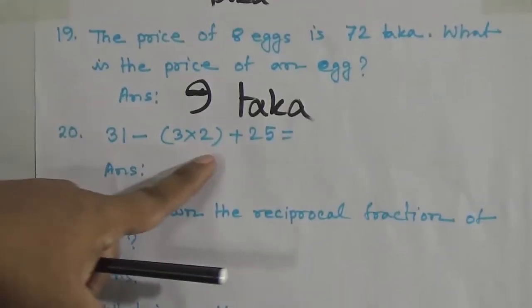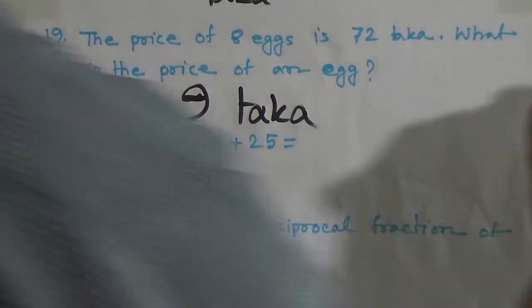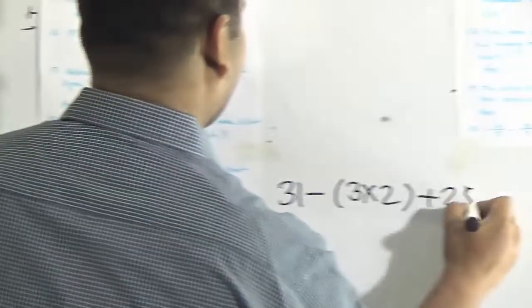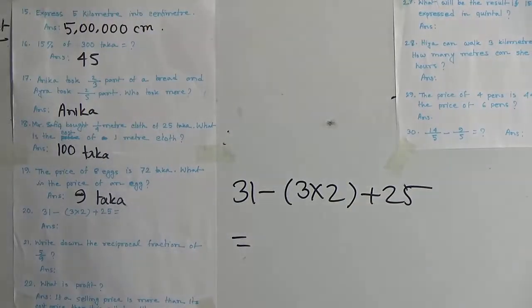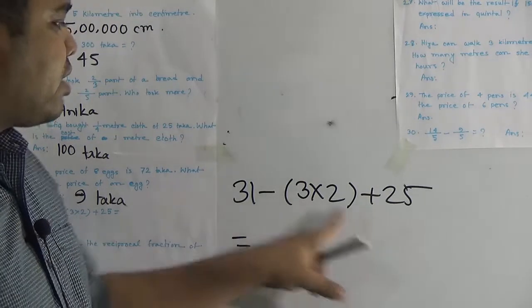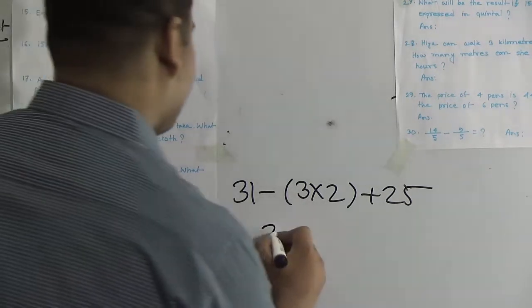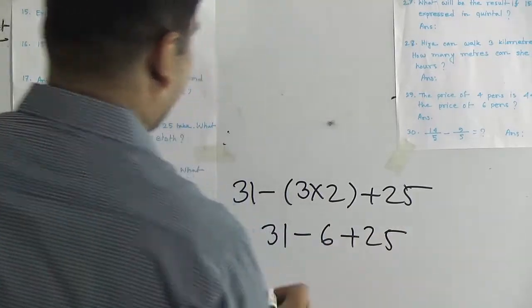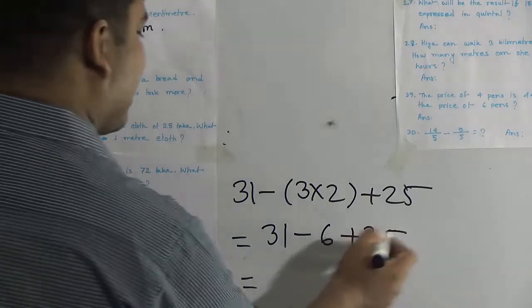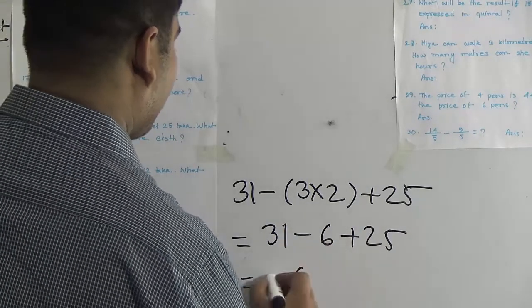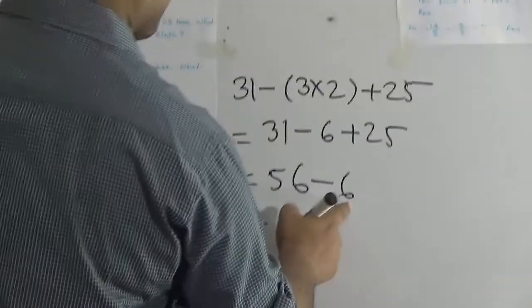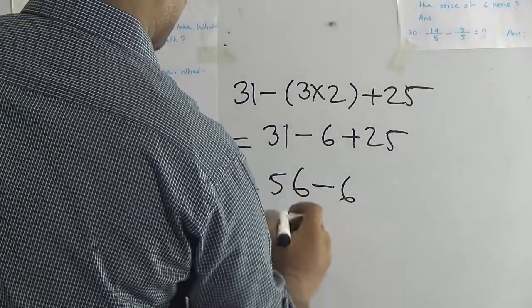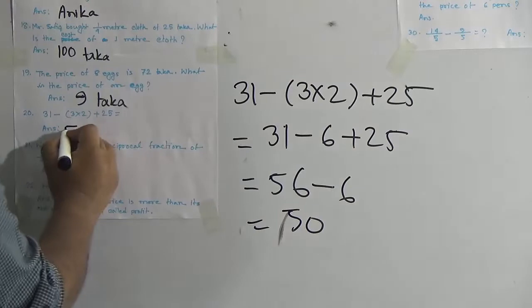Then question number 20. 31 minus 3 multiply 2 plus 25. Notice 31 minus 3 multiply 2 plus 25. So according to the rules of BODMAS, we know that at first we do the work of bracket. So here 3 with 2, 3 2s are 6, so 31 minus 6 plus 25. Now we do the addition first. 31 plus 25 is 56, minus 6. So if we subtract 6 from 56, then we get 50 and this is the answer.